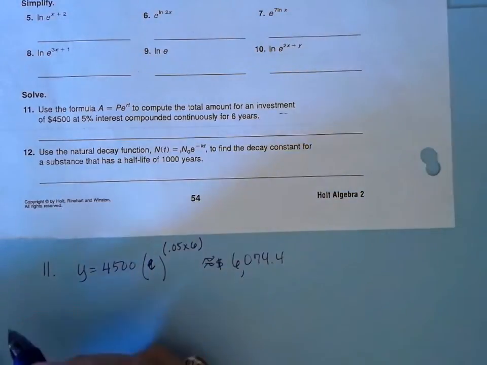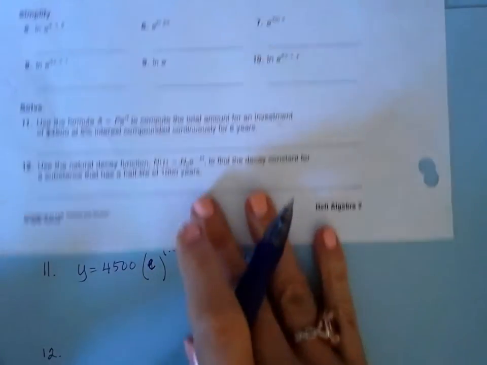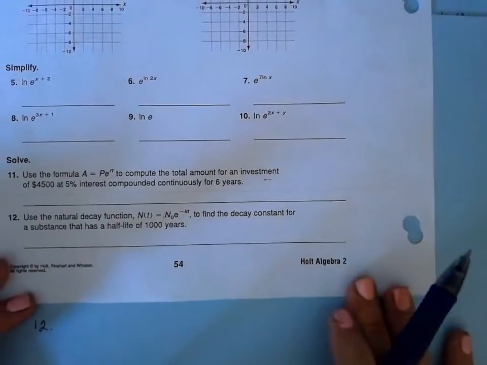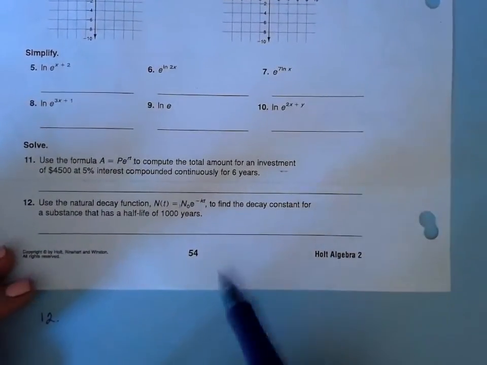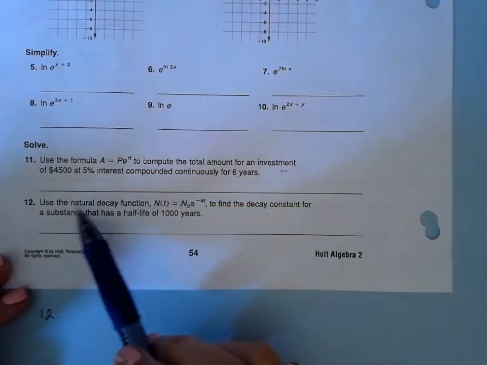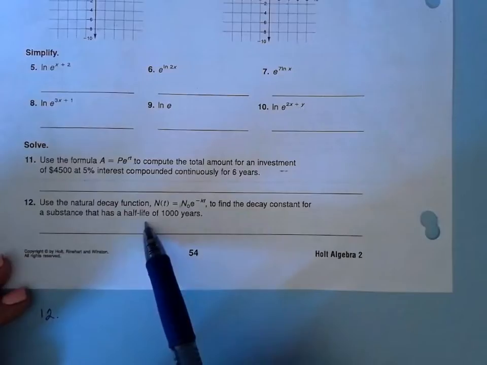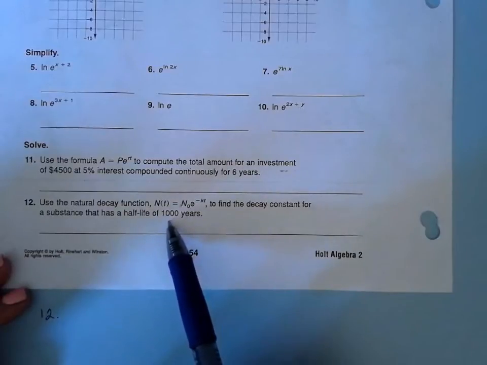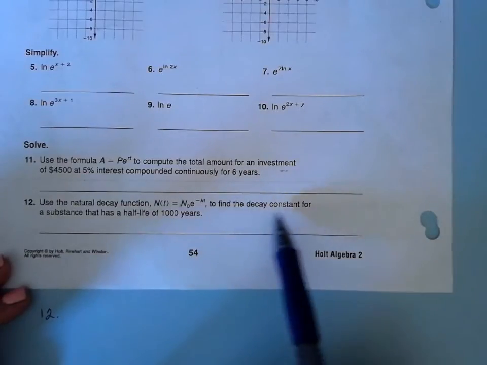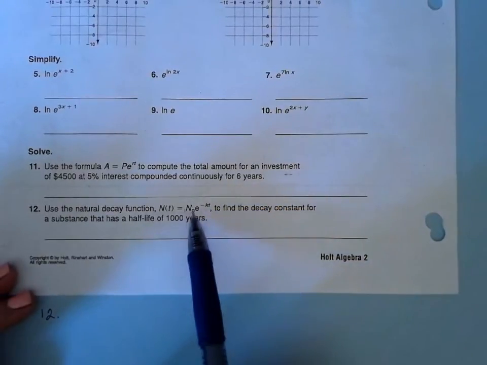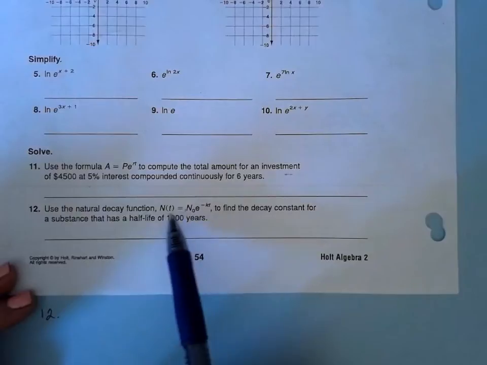Let's look at number 11. Let's look at number 12. So this is the other formula that we learned today. And this one's kind of interesting because it doesn't give you a lot of information. It just says use this function, and we know that the half-life occurs in 1,000 years. So what I need to know is the decay constant. So I need K.